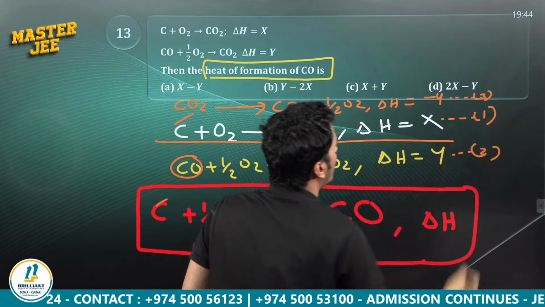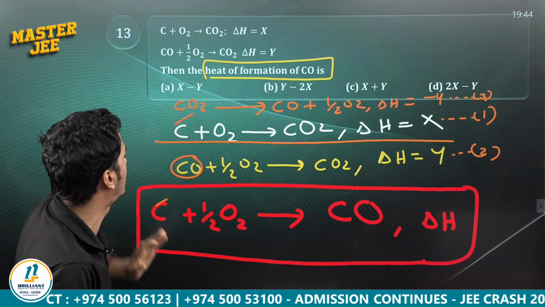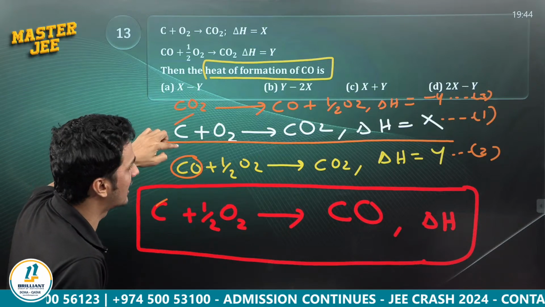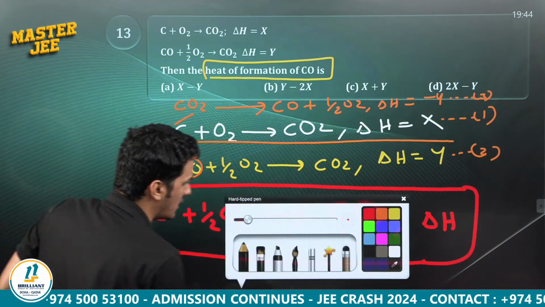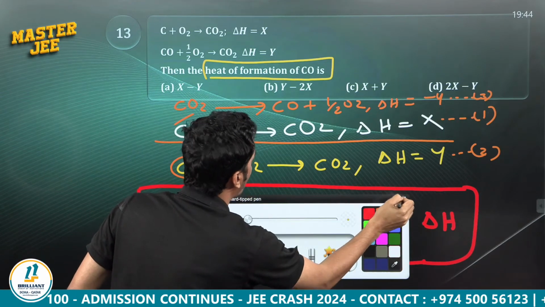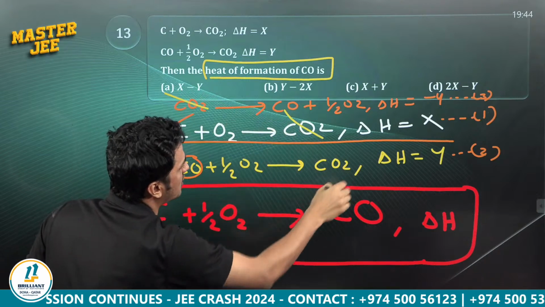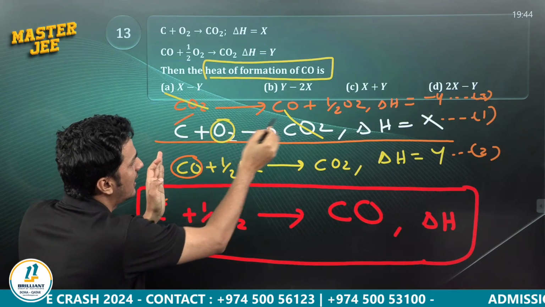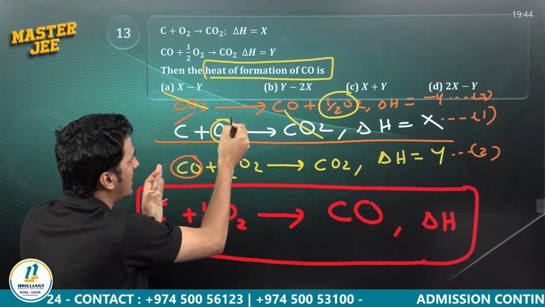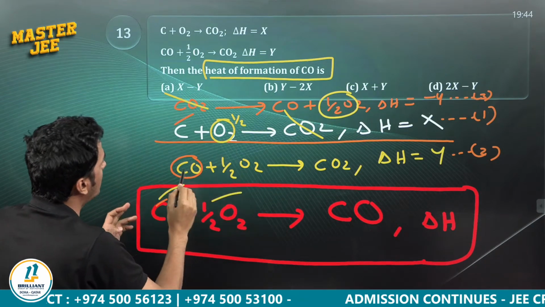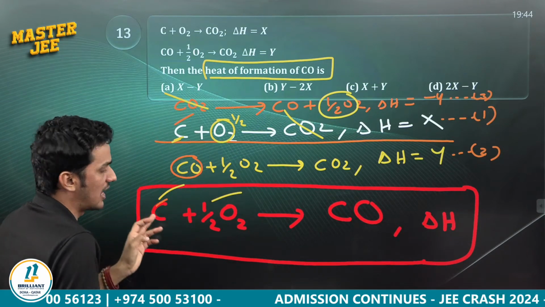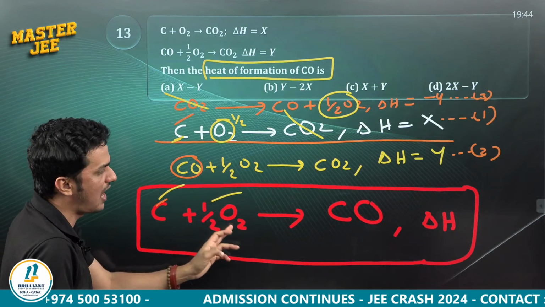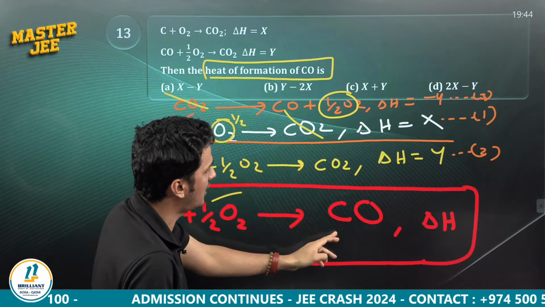Now I just simply add 1 and 3. While adding 1 and 3, you can see here one CO2 is there. This CO2 will get cancelled. And here one O2 is there, and here half O2 is there. While I am taking, that will be half O2. Then one carbon is there. So left hand side will be carbon plus half O2, and right hand side will be CO.